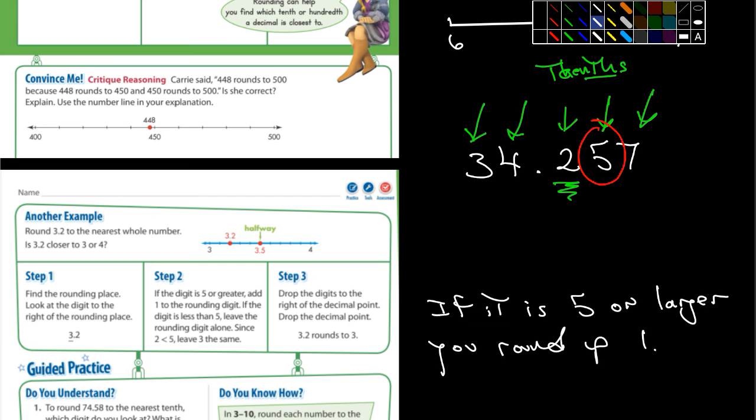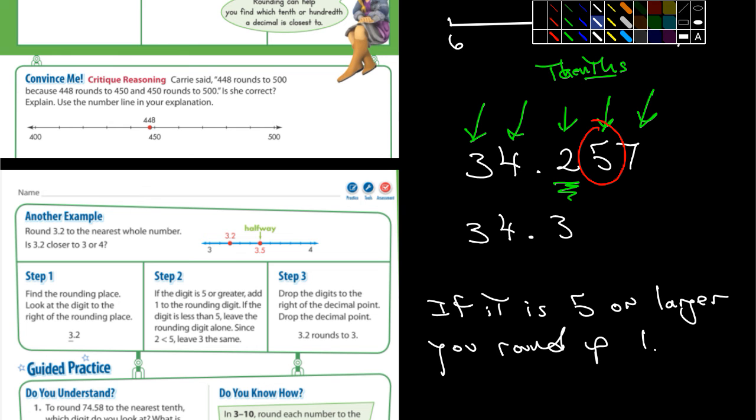So, we're rounding the 2. Is the 5 a 5 or larger? Yes. So it becomes 34.3. I added 1 to the 2. Because if it's a 5 or larger, we're talking about the number just to the right of it, we round up 1. So the 2 becomes a 3.